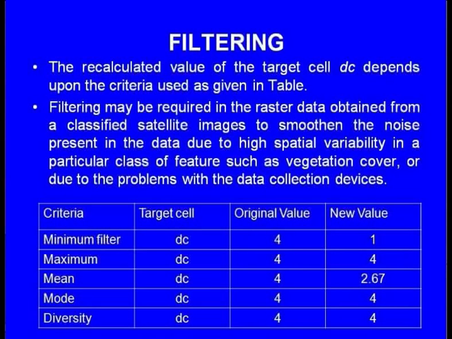I can apply a mean filter, that is, it will calculate the mean of all the 8 cells which surround the target cell and replace it by the same. In this example, the mean value comes out to be 2.67. So the new value for the target pixel is now going to be 2.67, and interestingly, this is not a value which any of the neighborhood pixels have. So, a new value has been computed.